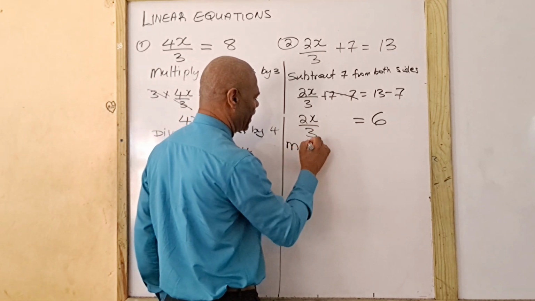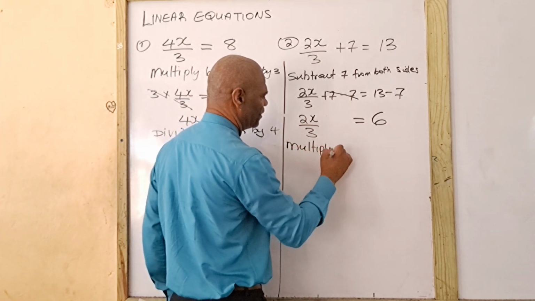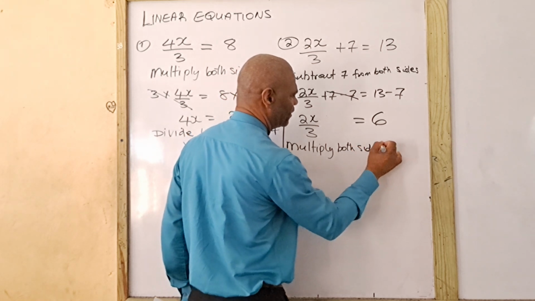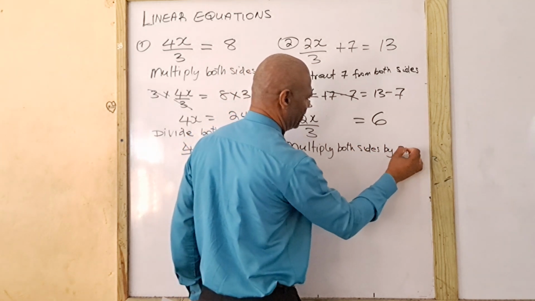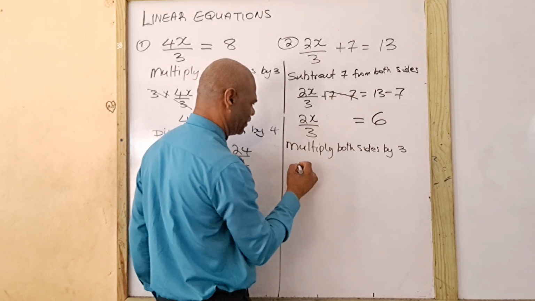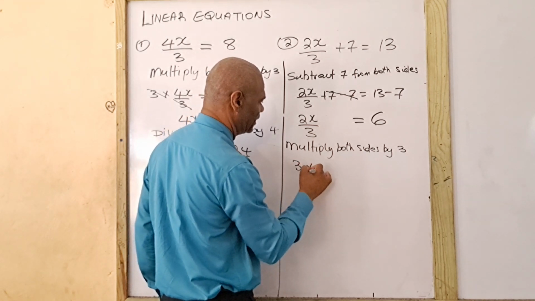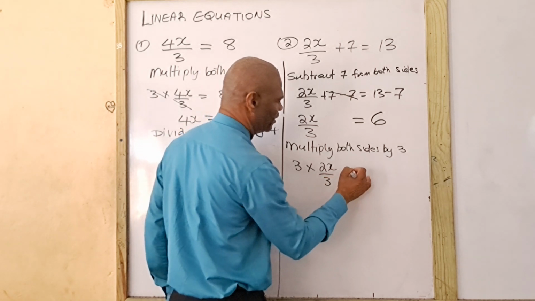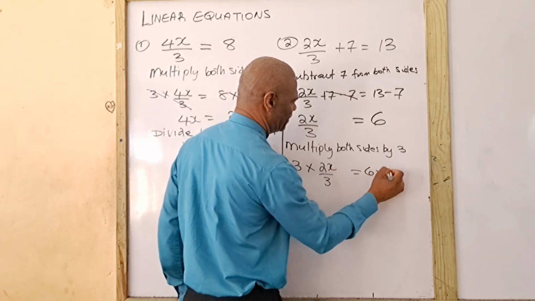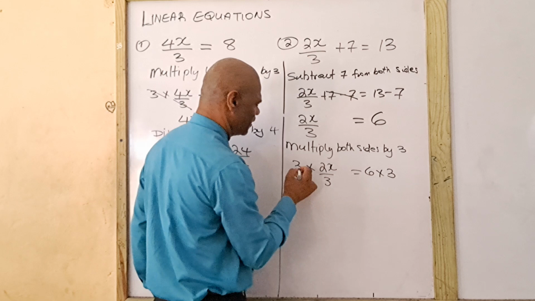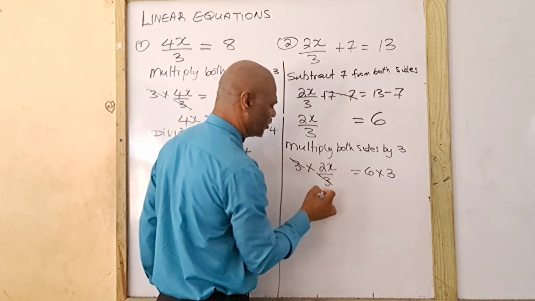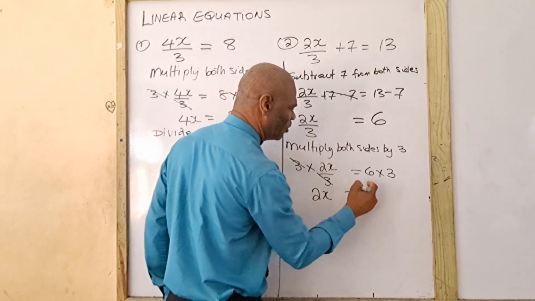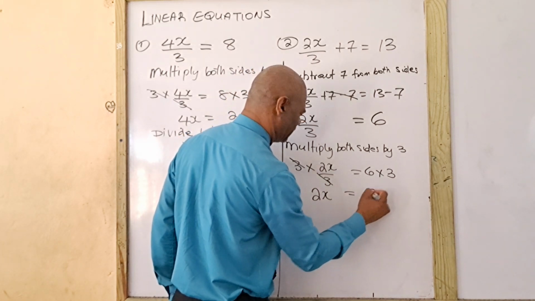So multiply both sides by 3. So if I multiply both sides by 3, I get 3 times 2x divided by 3 equals 6 times 3. Right? So 3 into 3 is 1. We're left with 2x on this side equals 6 times 3, which is 18.